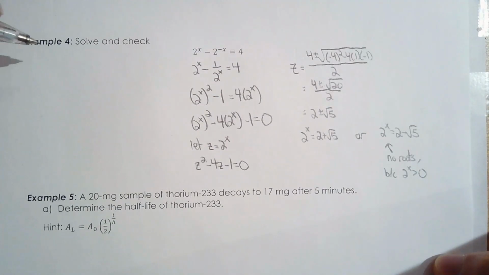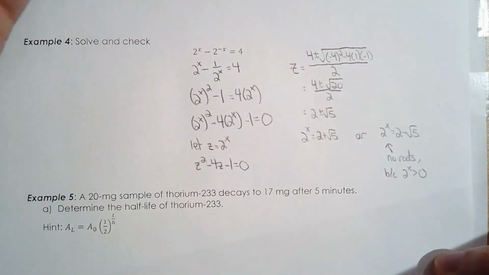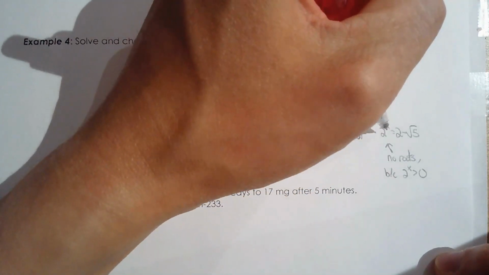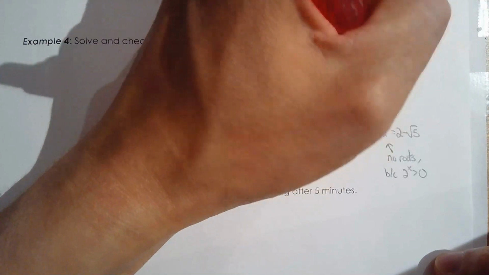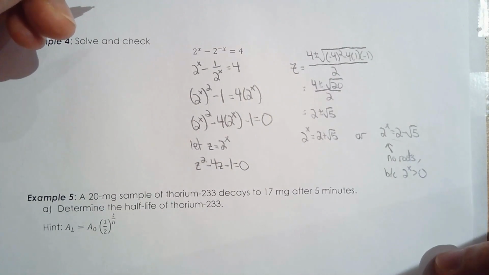Because I know that 2 to the x must be greater than 0. You can think of the exponential function graph, you can think of just your knowledge of powers, but 2 to the x must be greater than 0. And I know 2 minus root 5 is negative, because root 5 is greater than 2. Because root 4 is 2, so root 5 must be greater than 2. So since this is negative, I'm not going to get any roots here, okay? So I'm going to ignore this equation. I know I'm not going to get an answer from that equation.